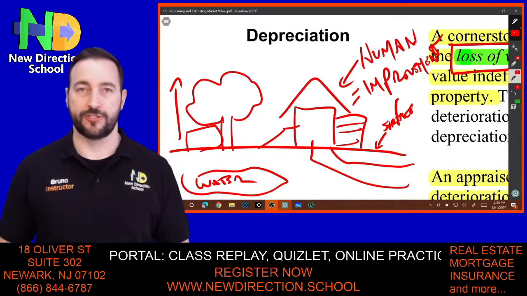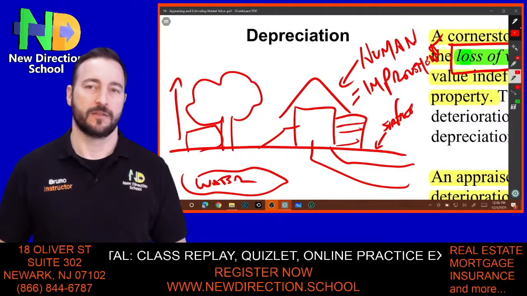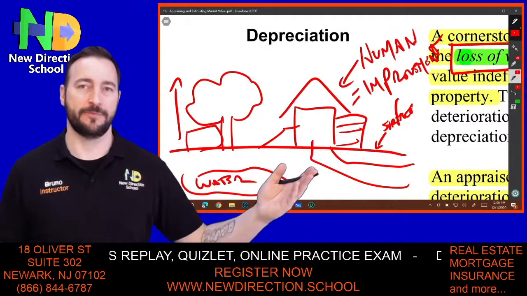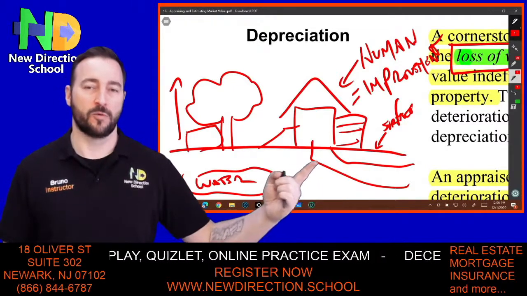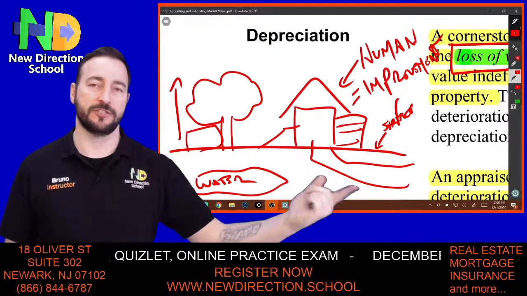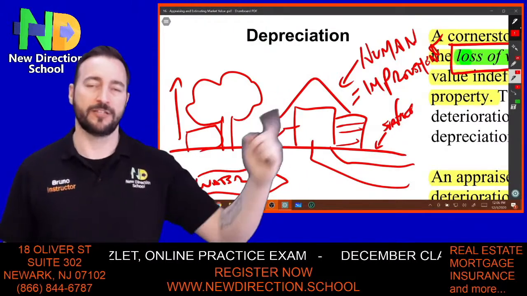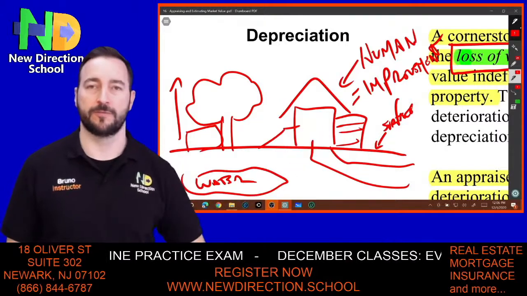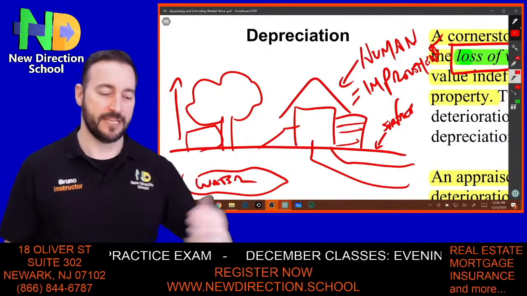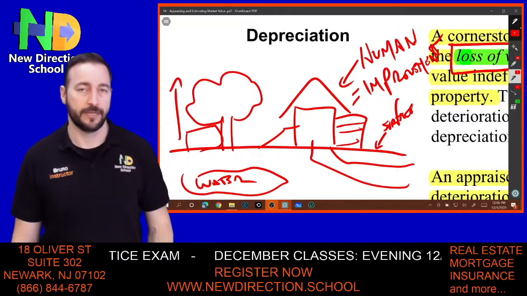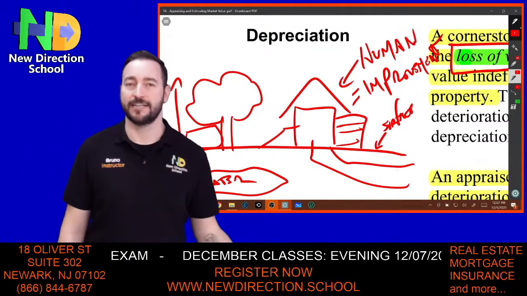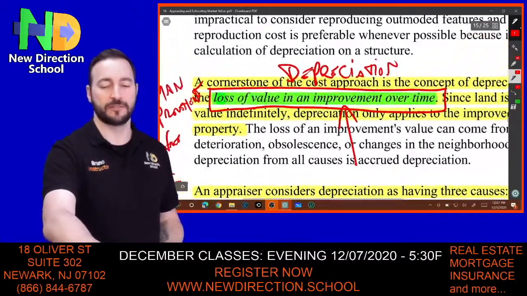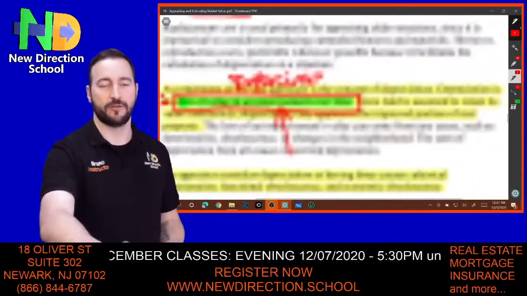So depreciation applies to all improvements. See, these pipes, if you guys look right here, the water pipe, the gas pipe eventually need to be replaced. The roof eventually needs to be replaced. The garage, the shingles, whatever, eventually needs to be replaced. The pool needs to be replaced. Eventually, okay, things die, meaning they lose value. So an improvement loses value over time.